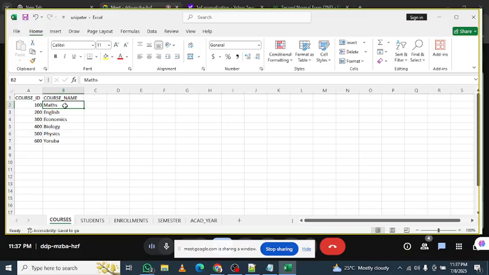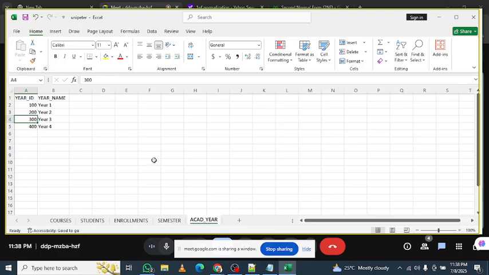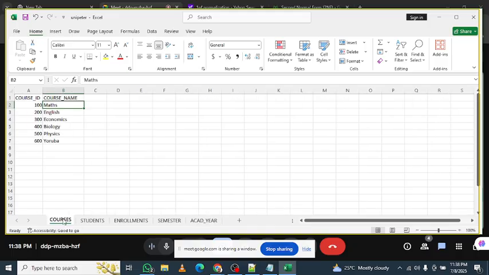What about another person that's doing mathematics? Maybe in year one, it can be a 3 unit course. So we cannot say the course carries a fixed number of units, because the number of units varies on the academic year.